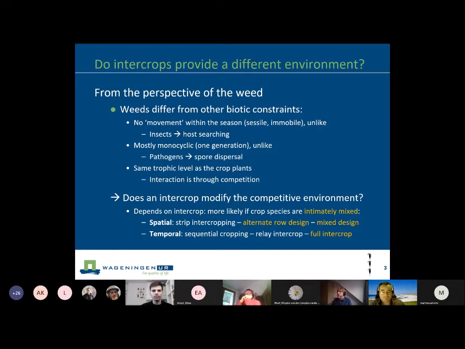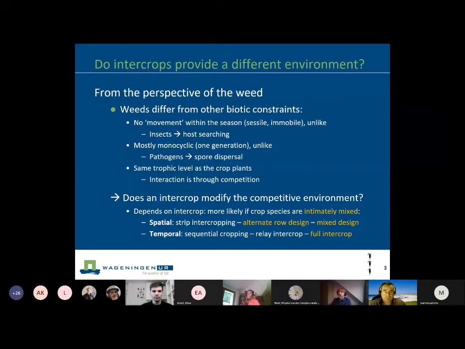What is very important is that the crop species are intimately mixed, because otherwise there is not a real difference for the weed. For instance, if we look at a spatial component of an intercrop, we have strip intercropping, we can have an alternate row design, we can have a mixed design. And evidently with a mixed design, there is a very intimate mix between the two components of the intercrop. With strip intercrop, that's very different. For a weed, it would not make a lot of difference whether it's in the middle of a strip of 3 or 6 or 18 meters wide, or whether it's in a pure stand of that crop. And so whether there is a different competitive environment very much depends on the kind of intercrop you're working with.